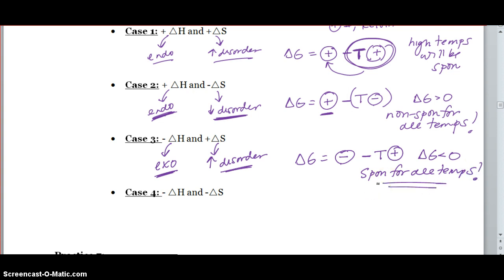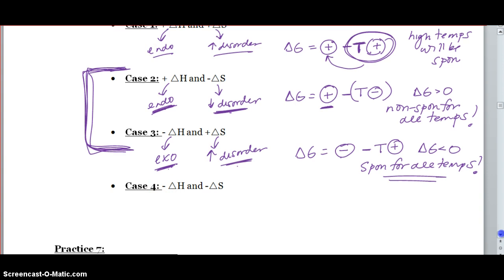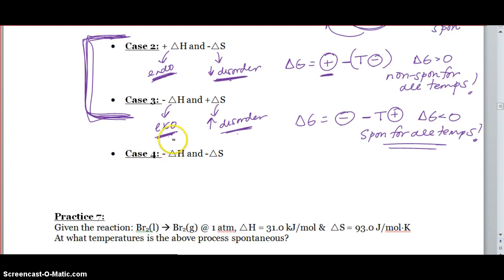Spontaneous for all temps. So these two are nice because they're straightforward, in the sense that there's no wiggle room. There's no temperature dependence, right? This case, both against, will be non-spontaneous. This case, where both are for, will be spontaneous. So case 1 and case 4 are the only ones where you have to think about temperature, and I'll show you how to solve for it in just a minute.